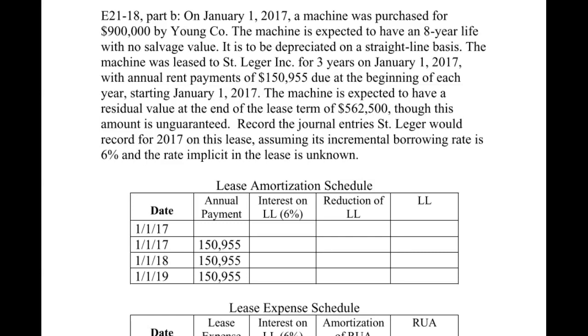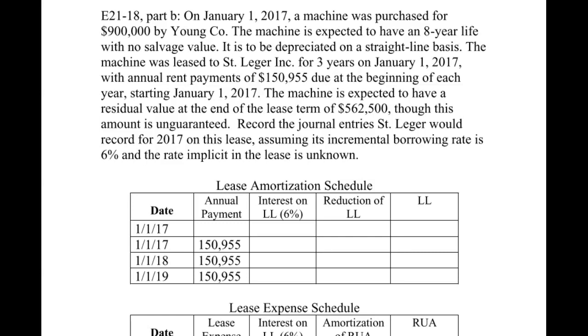Annual rental payments of $159.55 at the beginning of each year. The machine is expected to have a residual value at the end of the lease term of $562.5, though it's unguaranteed, which means the lessee does not care. Record the journal entries they record on this, assuming its incremental borrowing rate is 6%, and we do not know the implicit rate.